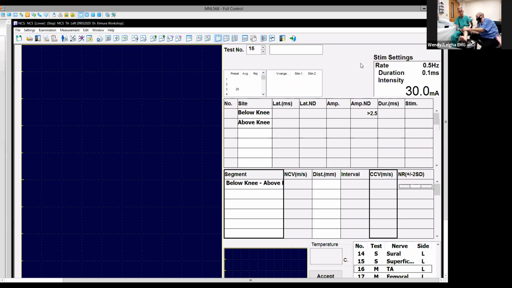Let's do the inching. Something wrong with the... No, it does, but it's in a different setting. Oh, it's a different setting. Yeah. Okay, we have a different channel. That's the problem here.